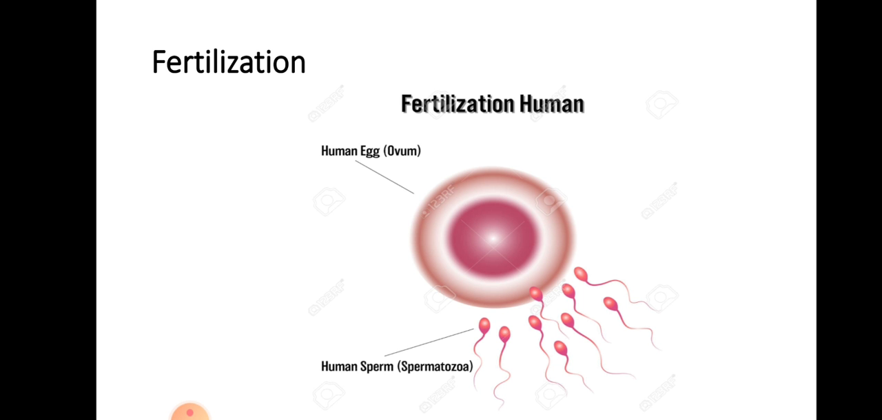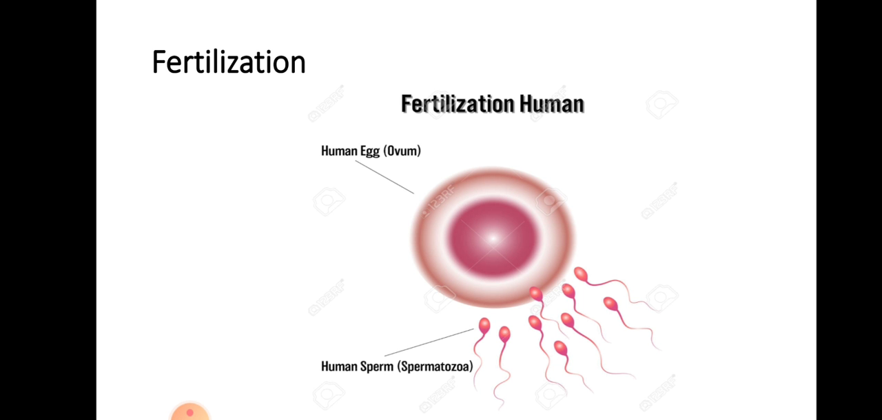The fertilization always takes place inside the female body. This type of fertilization is called internal fertilization. When the fertilization takes place inside the female body, it is called internal fertilization. This type of fertilization occurs in some animals, that is humans, cows, dogs and hens. All the mammals, this type of fertilization takes place.